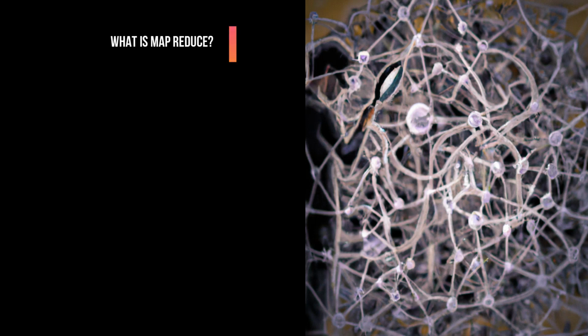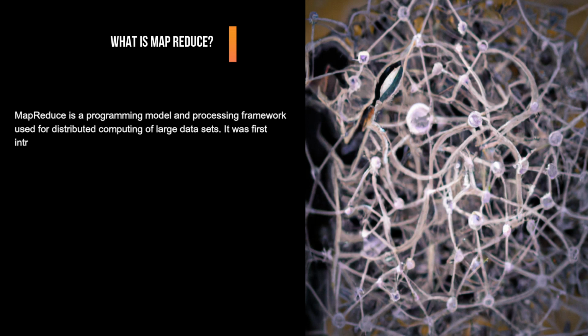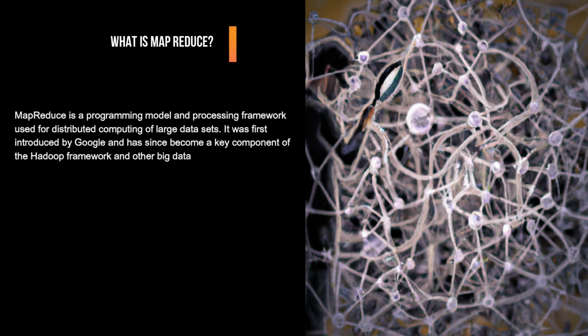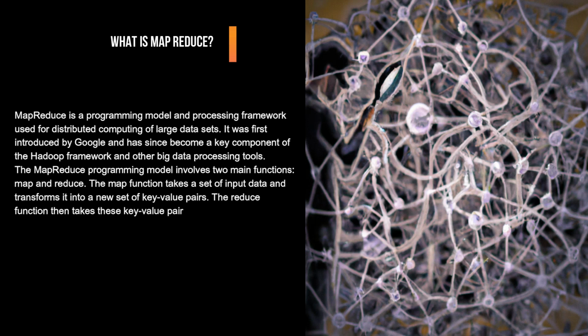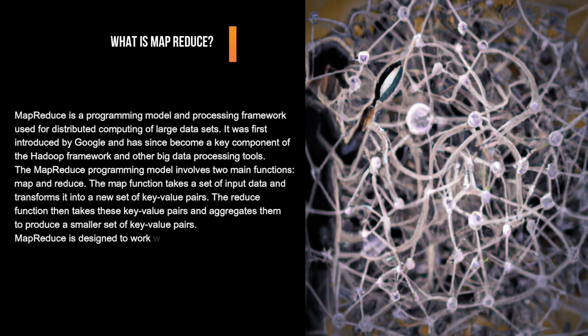What is MapReduce? MapReduce is a programming model and processing framework used for distributed computing of large data sets. It was first introduced by Google and has since become a key component of the Hadoop framework and other big data processing tools. The MapReduce programming model involves two main functions, map and reduce. The map function takes a set of input data and transforms it into a new set of key-value pairs. The reduce function then takes these key-value pairs and aggregates them to produce a smaller set of key-value pairs.